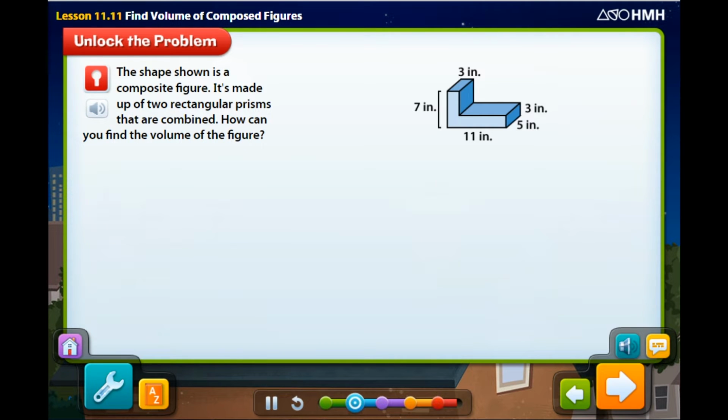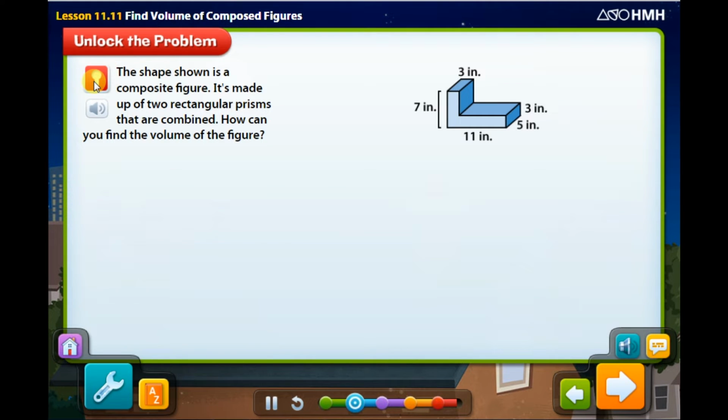Let's unlock this problem. What does the word composite figure mean? Composite figure means complicated figure, complicated if it consists of two or more shapes. So this figure consists of two shapes, or two rectangular prisms. So let's unlock this problem and see how we can find the volume of this shape.